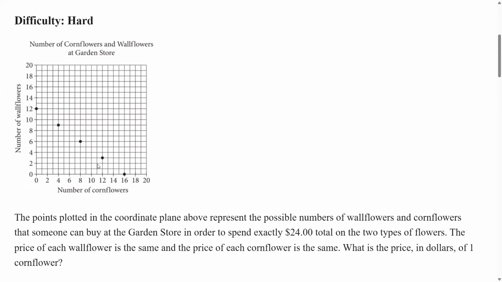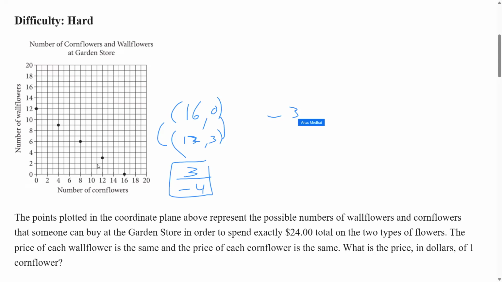Let's take 2 points and solve: 16 and 0, 12 and 3. 3 minus 0 over 12 minus 16, which is minus 4. 3 minus 0, 4 minus 3, which is minus 3 over 4. That's the slope, minus 3 over 4. And the y-intercept is 12.